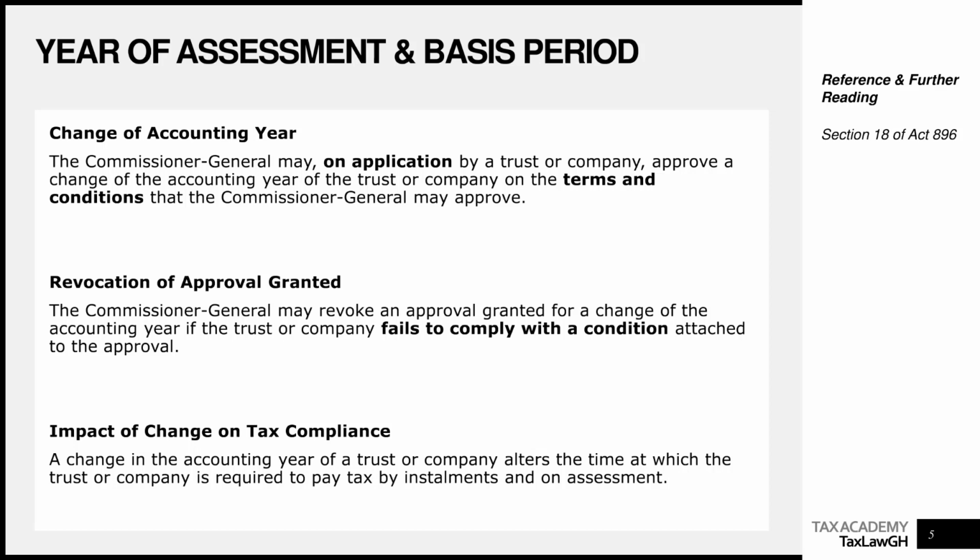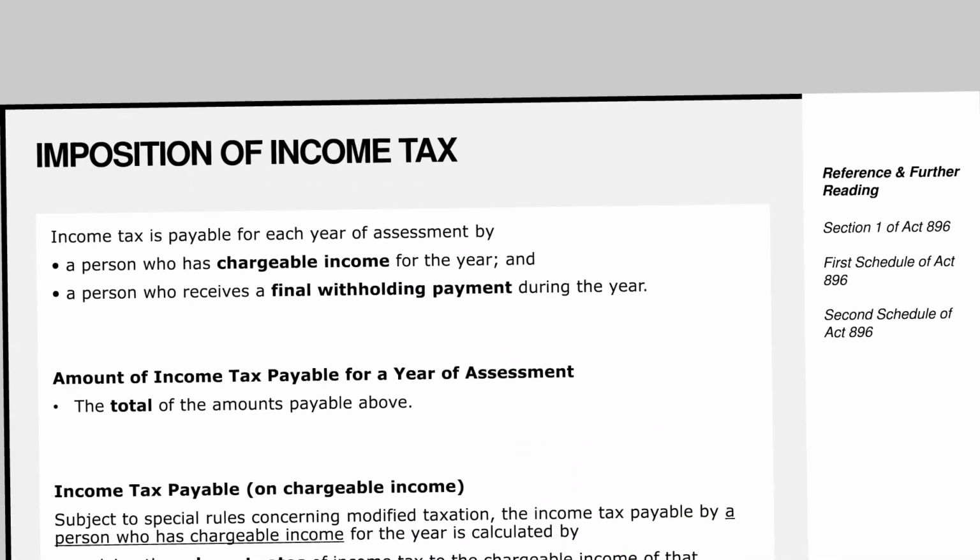So we start counting tax compliance deadlines from the new date the company got an approval for from the GRA and not the old date. So take note, where you are granted the approval to change your accounting year, it will also affect when you comply with your taxes in Ghana.